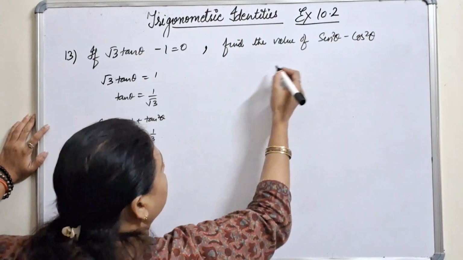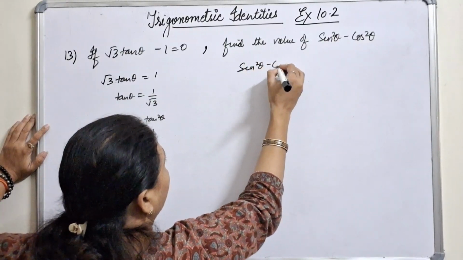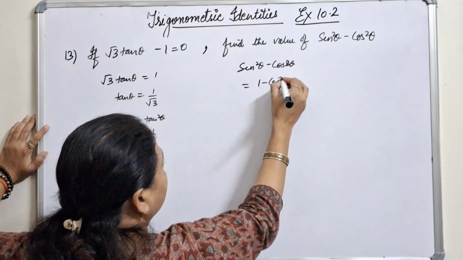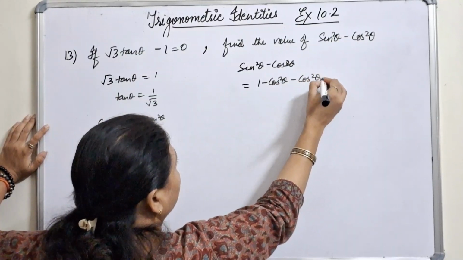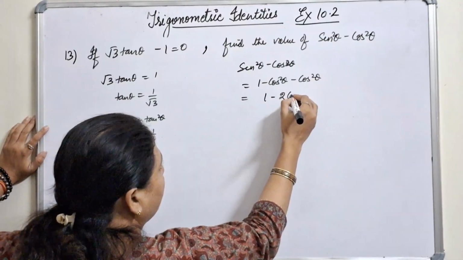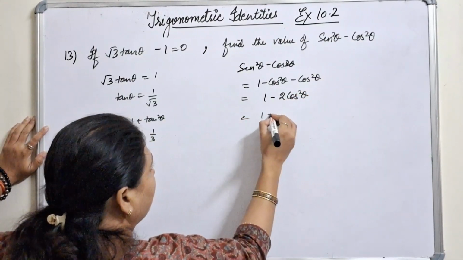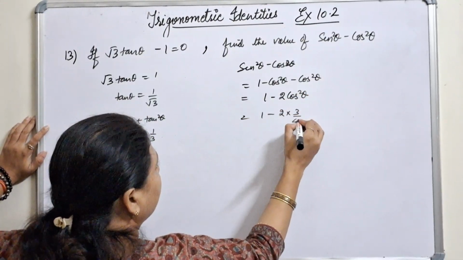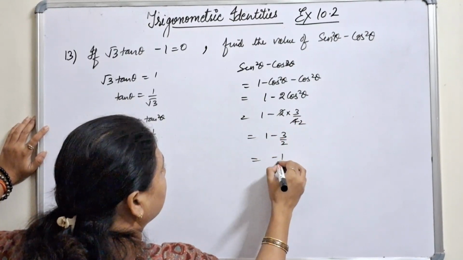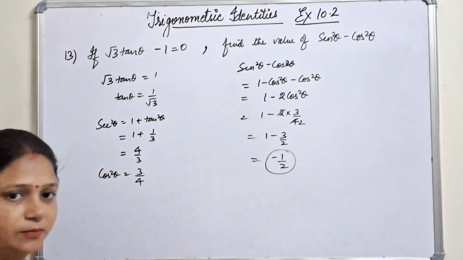And sine square theta minus cos square theta. I can write sine square theta as 1 minus cos square theta. 1 and minus cos square theta is already there. So 1 minus 2 cos square theta. 1 minus 2 into 3 upon 4. So 1 minus 3 upon 2, that is equal to minus 1 upon 2.